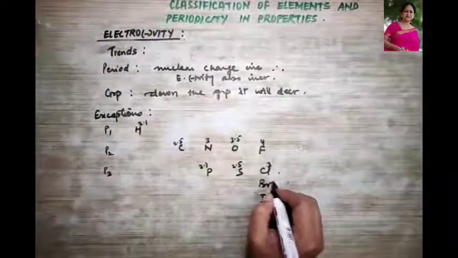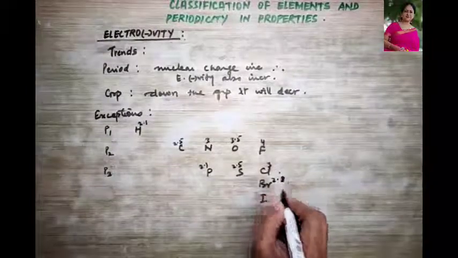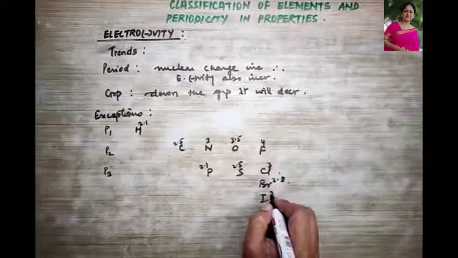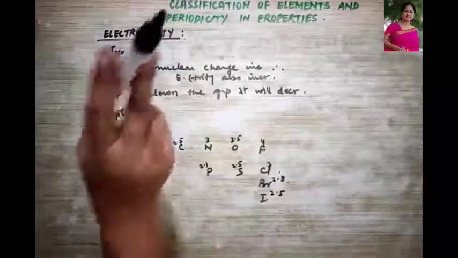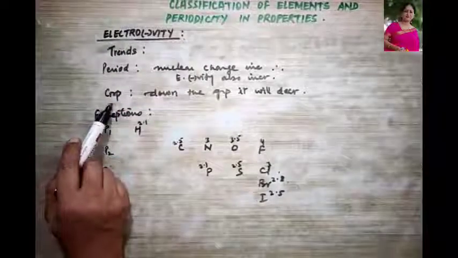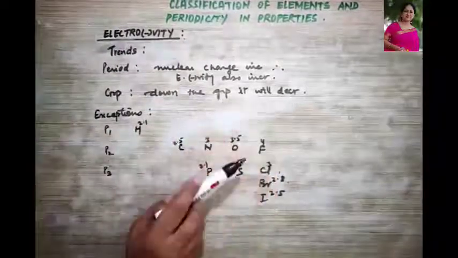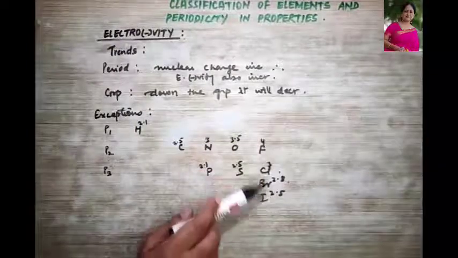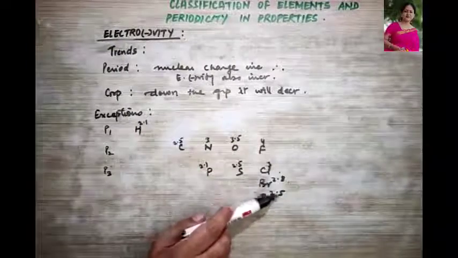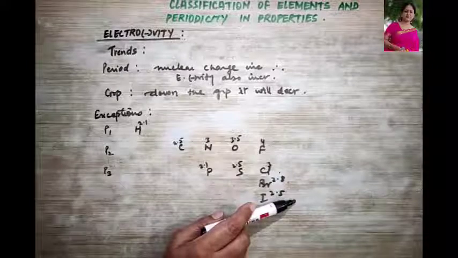Bromine and iodine. Bromine is 2.8 and iodine is 2.5. So just now I gave you what? Group. Down the group it will decrease. Down the group, can you see it is decreasing? 4, 3, 2.8, 2.5. Right?